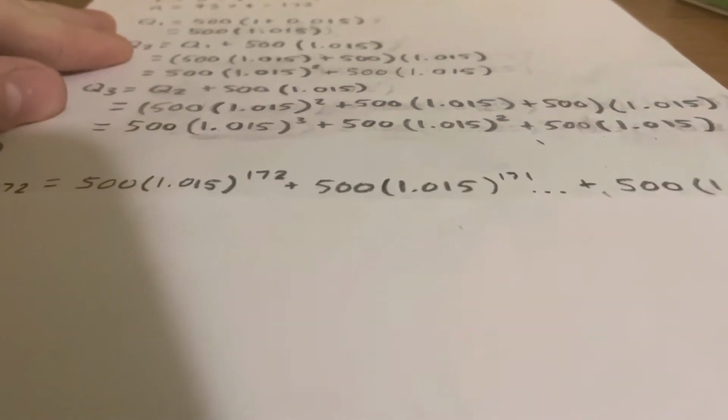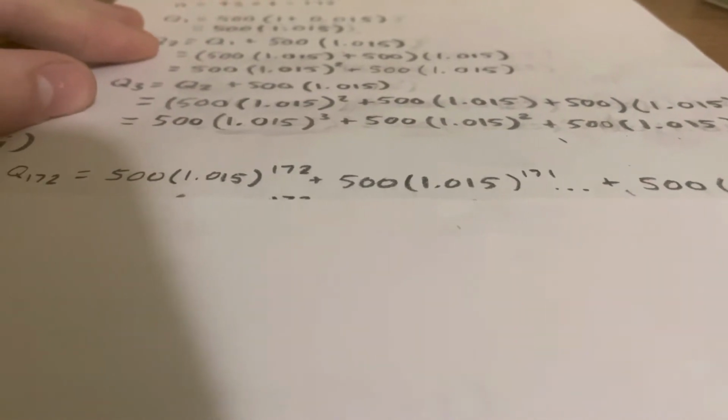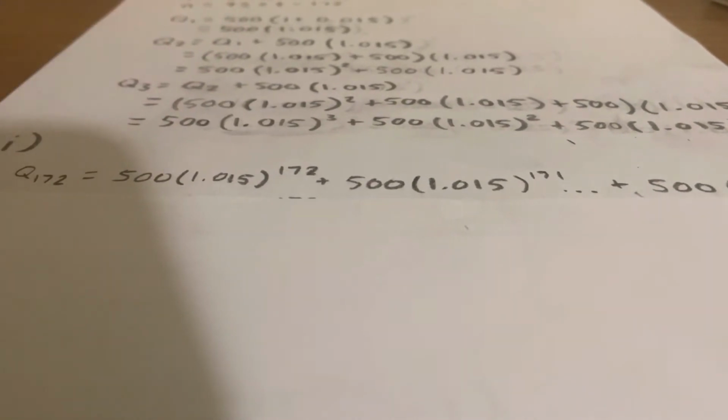Okay, so now we've established our pattern. The first part is determining the value of the annuity. The annuity is just going to be how much we make over the number of periods. So we're going to skip ahead all the way to quarter 172 for this.